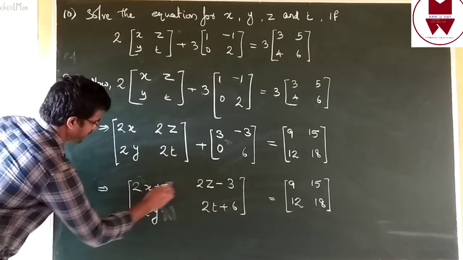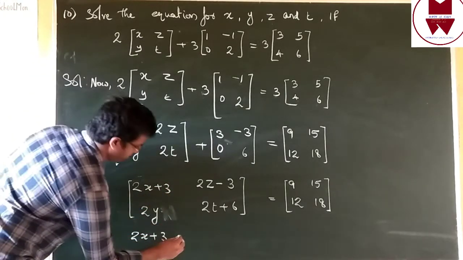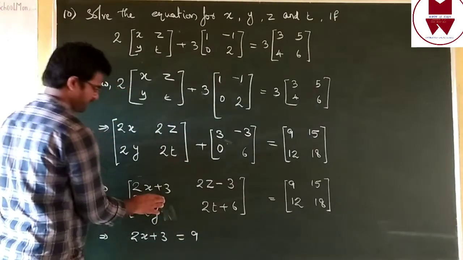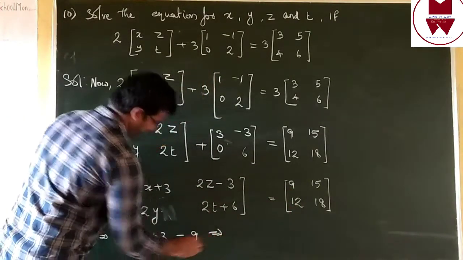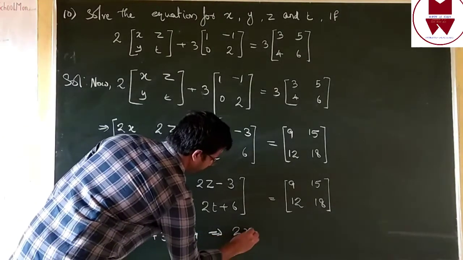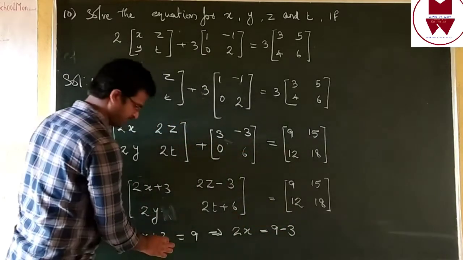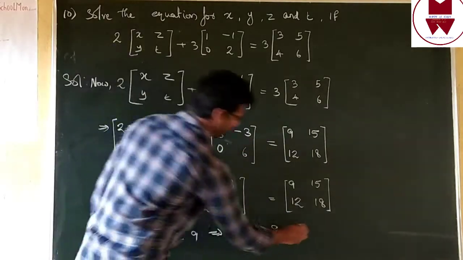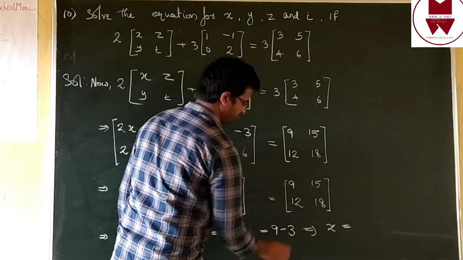First, 2x plus 3 equal to 9. First element in here also, first element. Then from here directly we can find out x. 2x equal to 9 minus 3. This plus 3 bring to right side. Then again in place, x equal to 9 minus 3 is 6.